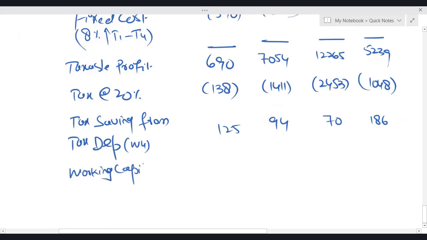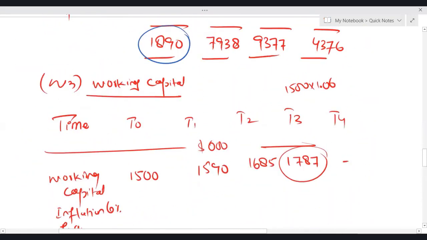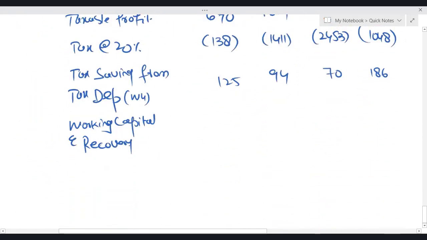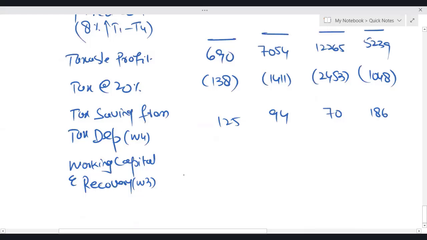Working capital and recovery. What is the working capital working? It is working 3. So initially we need 1500 at time 0. Then I believe it was 90. But after that we have to see.